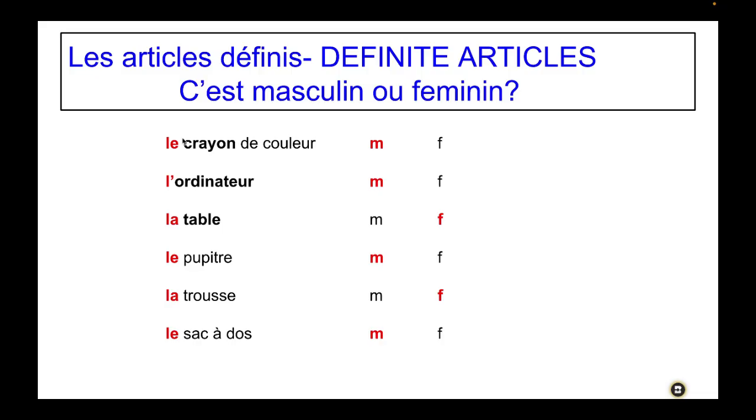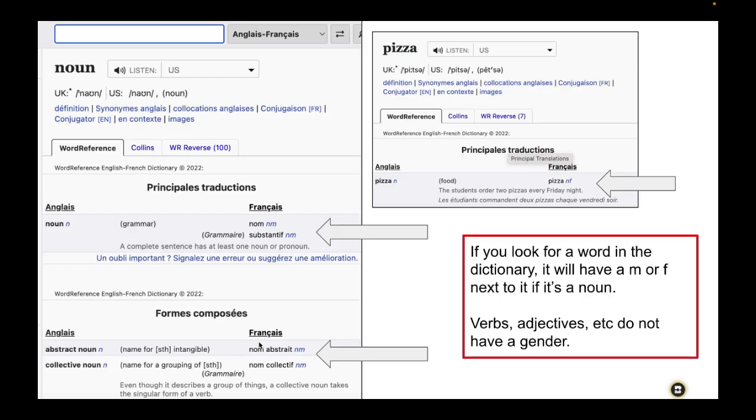Le crayon de couleur, which is the colored pencil. It is masculine because we know that crayon is masculine. So that's why we have le. L'ordinateur means computer, it is masculine, but it starts with a vowel, so that's why we do the L apostrophe. And la table is table, and it is, of course, feminine. And le pupitre, which is student's desk, is masculine because it has that le at the beginning. And a pencil pouch is la trousse, and it is feminine. And then backpack, le sac à dos, it is masculine because it has le.